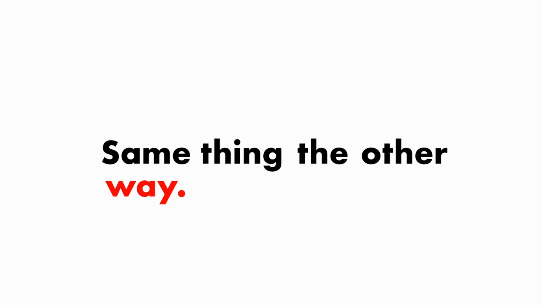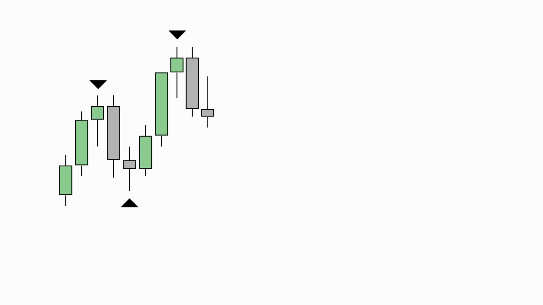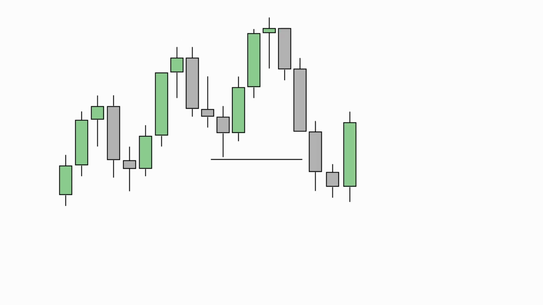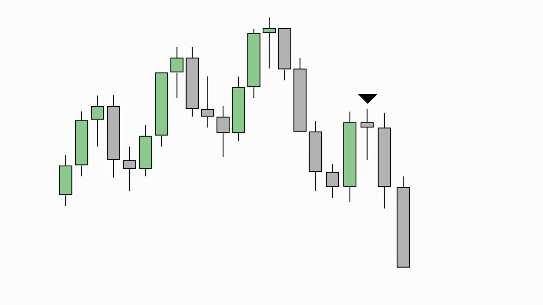Same thing the other way. You're in an uptrend, higher highs, higher lows. Then price suddenly drops and breaks the last swing low. Then it bounces but fails to reach a new high. A lower high forms, then price drops again. Now you've shifted to bearish.